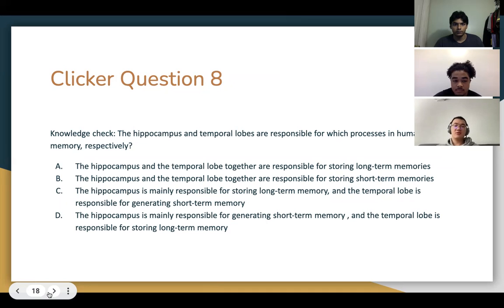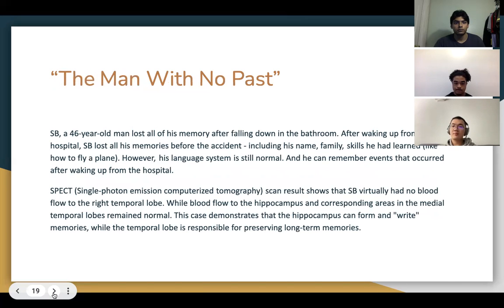Before we go into the next case, let's go to a quick knowledge check. The hippocampus and temporal lobes are responsible for which process in human memory, respectively? And the answer is D. Okay, let's go to the next case.